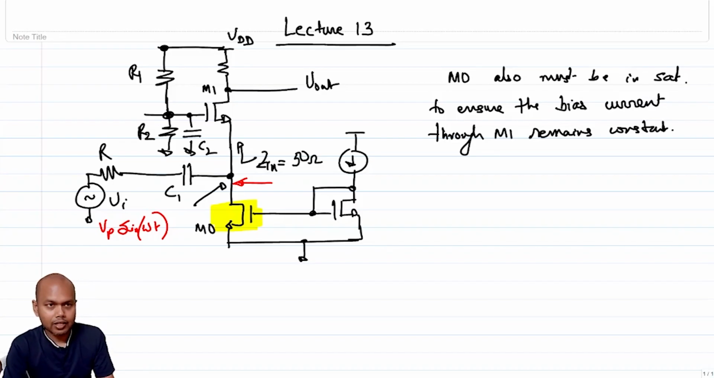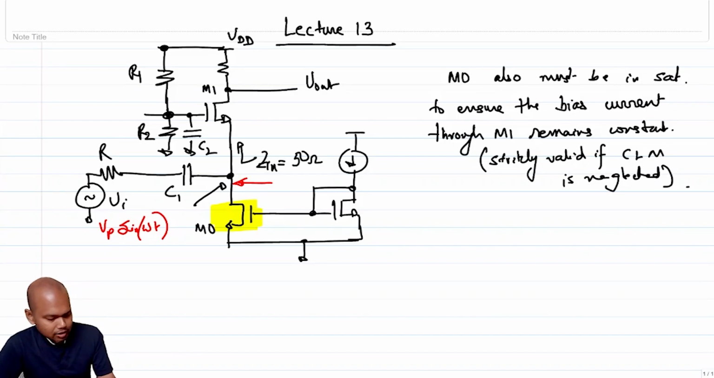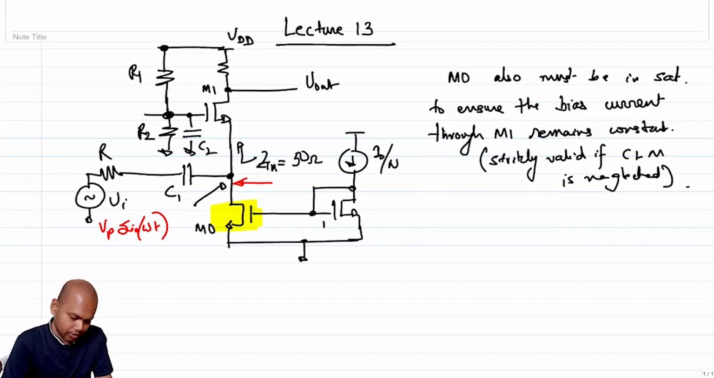This statement is strictly valid if channel length modulation is neglected. If we consider channel length modulation, then obviously there will be some changes in the current, but largely you will have constant current with some variation which probably is tolerable. Okay, so now the question is, what needs to be done to ensure M0 is in saturation? So we said that this is I0 by n, this is 1 is to n. Clearly we have to ensure that the drain voltage of M0 never goes one threshold voltage below the gate voltage of M0, right?